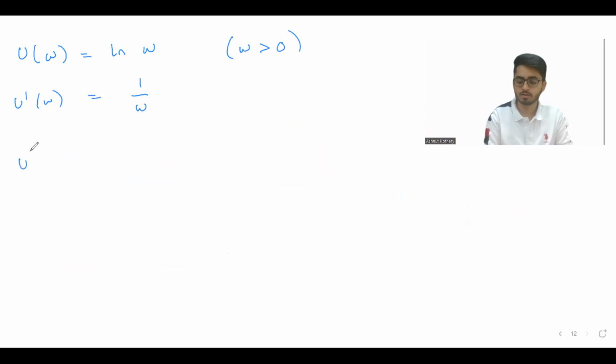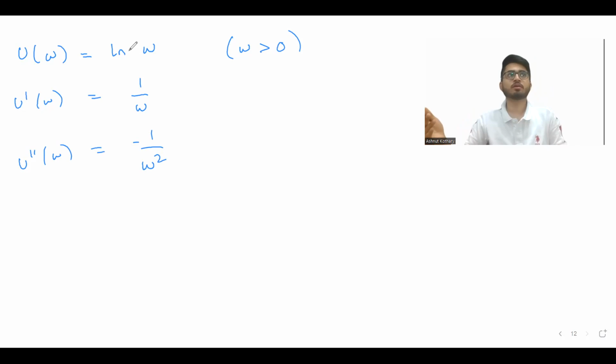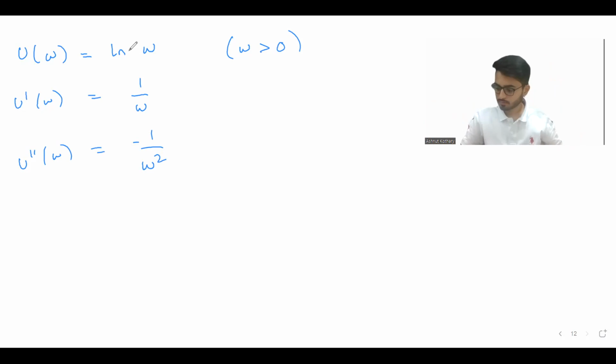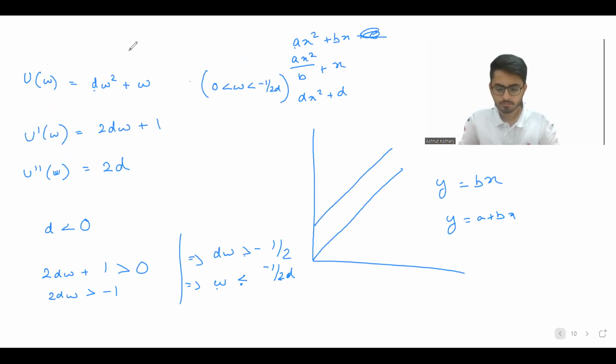W0 will be undefined. U double dash W is nothing but minus 1 by W square. नहीं, strictly greater than 0. इसमें तो not satisfied. Log 0 is undefined यहाँ पे, तो इसमें नहीं है. बाकी if we want to model a utility function, W can take the value 0. The quadratic में 0 ले सकते हैं.